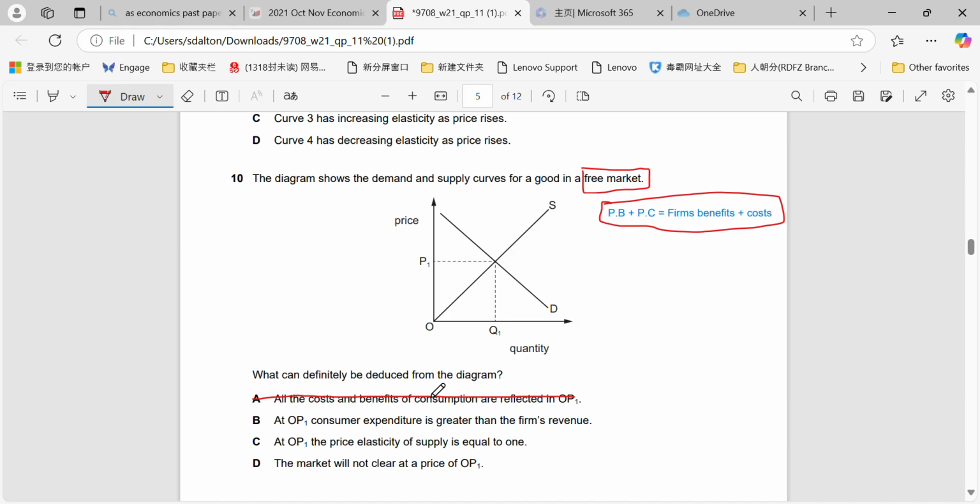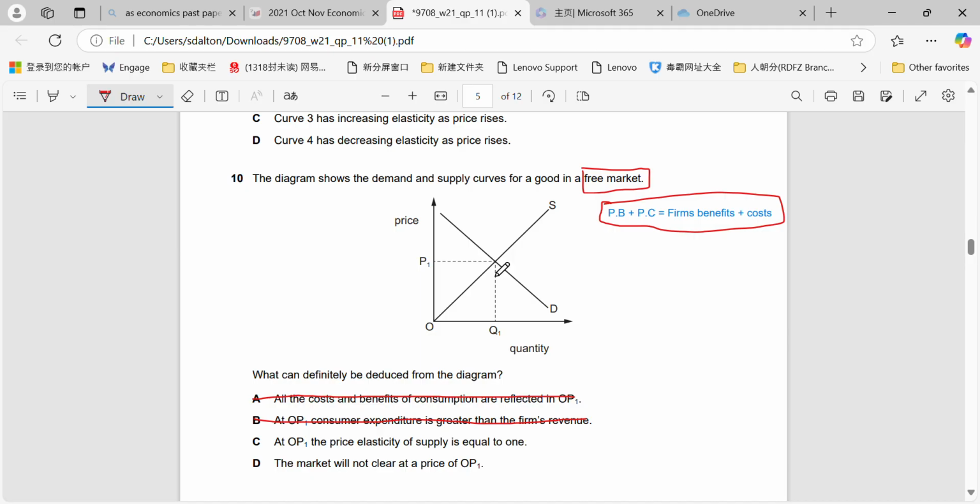At OP1, consumer expenditure is greater than the firm's revenue. No, that's not going to be the case. At OP1, their expenditure will equal their revenue because that's the selling price of the product. So what they sell for here at equilibrium will be the revenue that the firm receives, and it will also be the expenditure that the consumer spends.